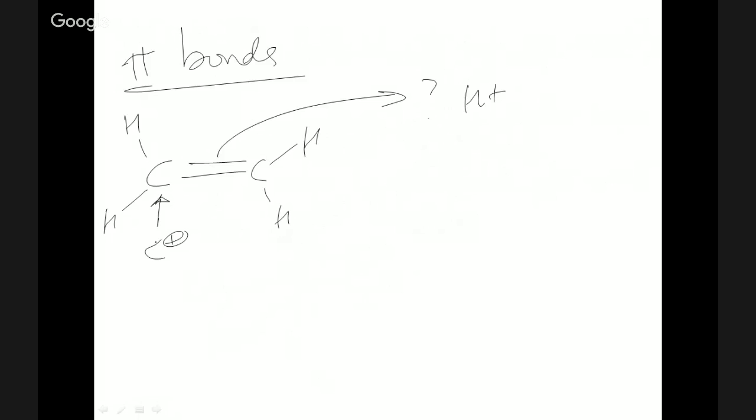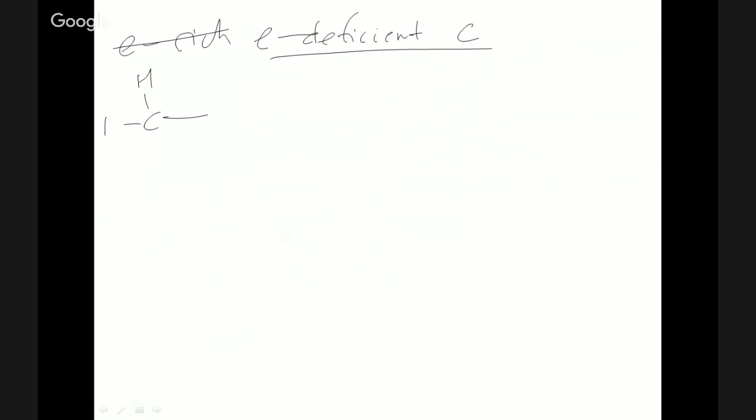So again, electron-deficient carbon can react with a nucleophile. Electron-rich carbon can react with electrophiles. Okay. So let's show examples of both of those. Electron-deficient carbon, that's category 1, we're showing this in lots of different ways.